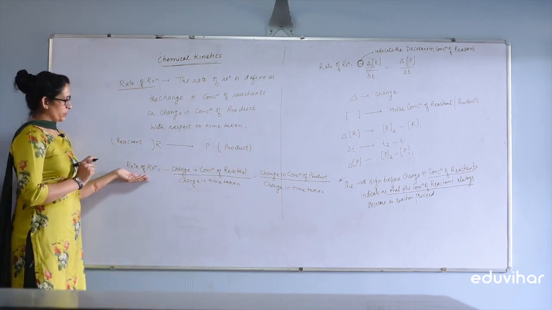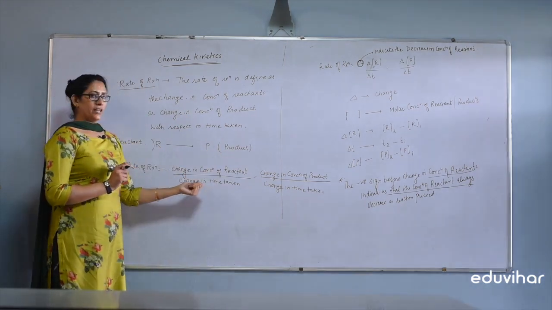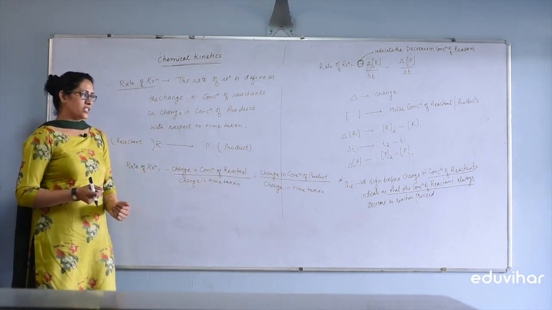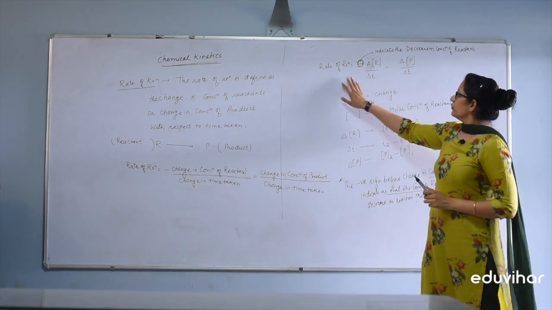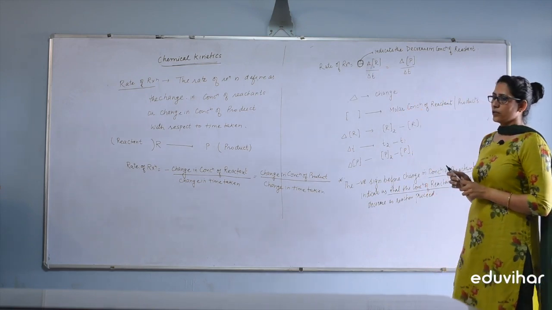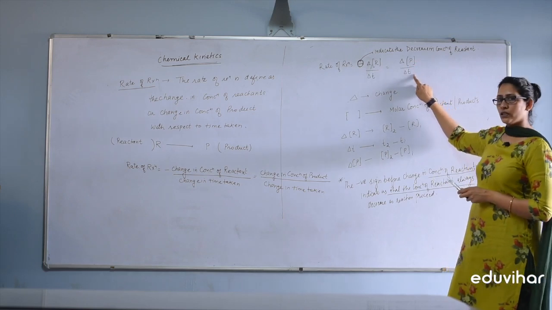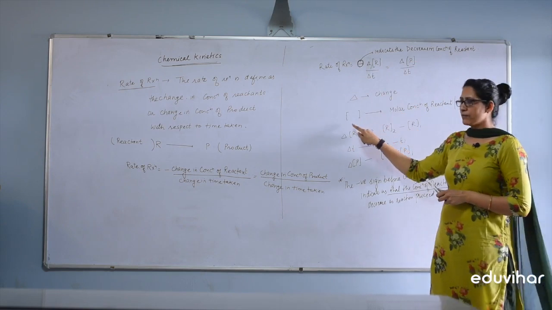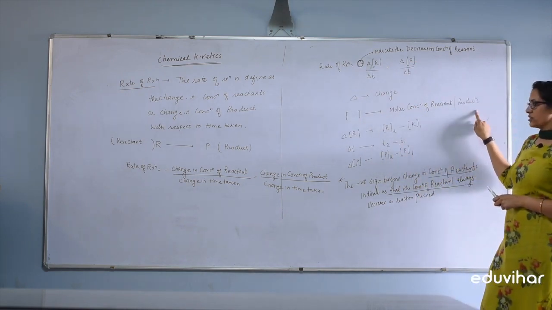So the rate of reaction for this reaction is change in concentration of reactant over change in time taken. That is also equal to the change in concentration of product over change in time taken. We can write down mathematically: the rate of reaction is equal to negative change in concentration of reactant with respect to time. Again that is equal to the change in concentration of product with respect to time taken. This delta represents the change, and this square bracket represents the molar concentration of reactant, or you can say product.